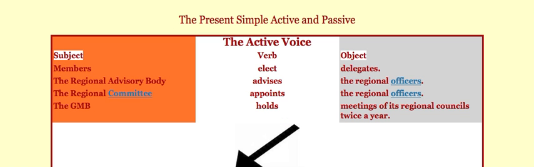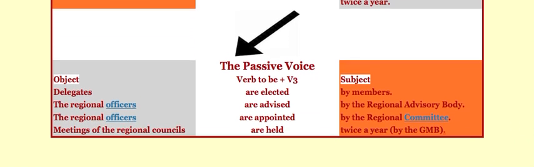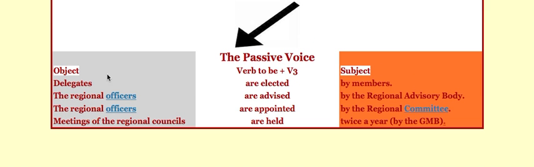So what's happened here? Well, here you can see the outline of the active voice, so subject, verb, object. But if we move the object to the beginning, then we can see delegates are elected. So to form the passive voice, we need the verb to be, which in this case is are, because delegates is plural. So delegates are, and then verb 3, or the third form of the verb.